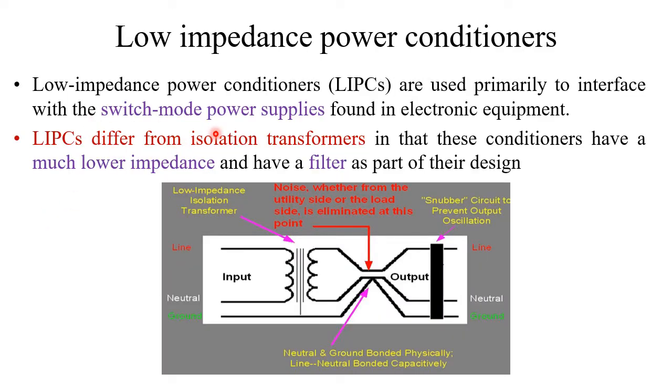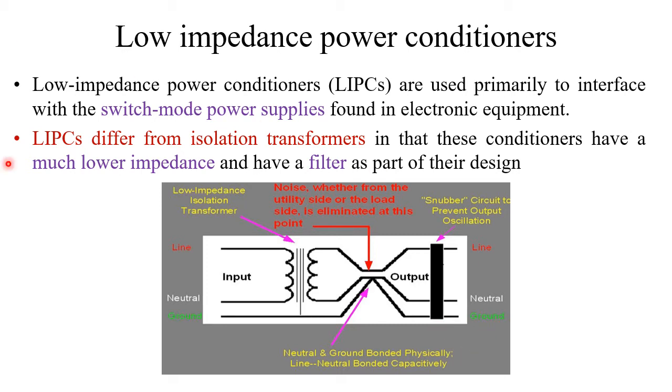So the low impedance power conditioner is used along with SMPS, that is switched mode power supply, which is found in electronic equipment. This is similar to an isolation transformer. The difference is that the impedance is lower than the isolation transformer, and it has an additional filter.